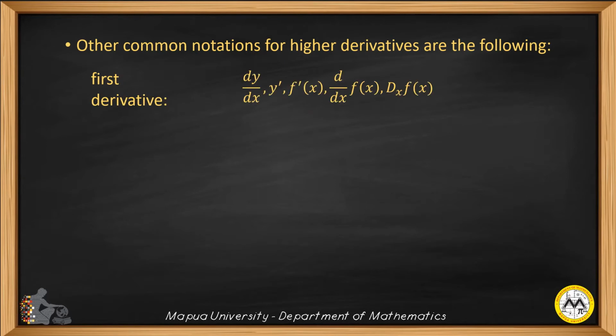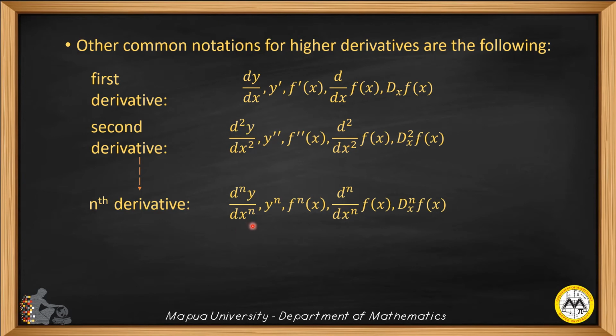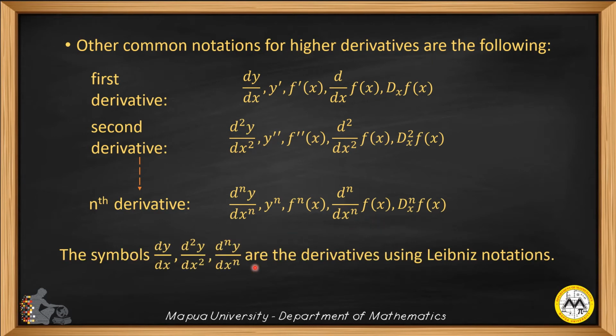Here are the notations that we can use to denote the first derivative of y with respect to x, the second derivative of y with respect to x, or in general, the nth derivative of y with respect to x. The notations that use dy/dx or d/dx are said to be using Leibniz notation.